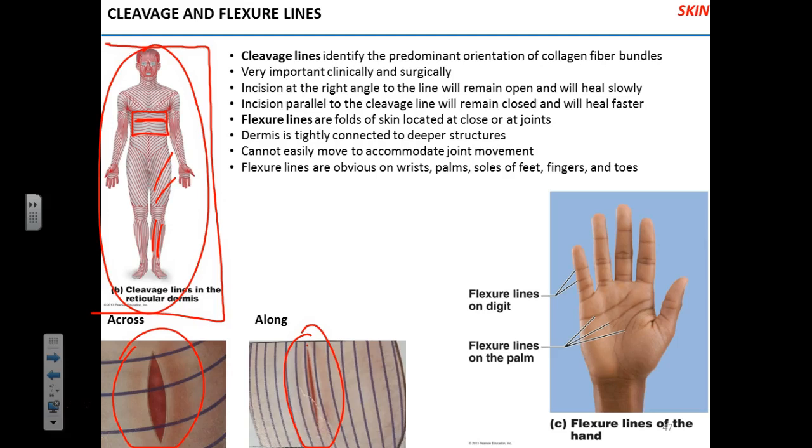You can find flexure lines closer to the joints. Most of them are more prominent on your soles and on your palms. Since the dermis is connected to the deeper subcutaneous tissue, which is in turn connected to the muscles, when joints move, the dermis cannot perfectly accommodate that movement, pretty much like your clothing. When you move around, your clothing gets wrinkles. That's the same, your dermis gets wrinkles, okay?